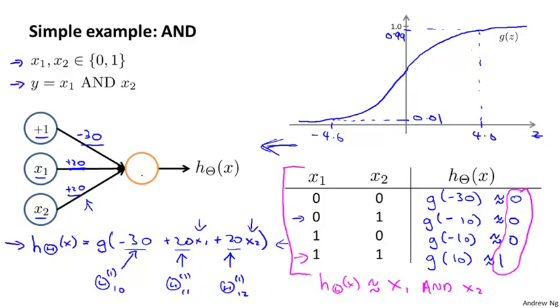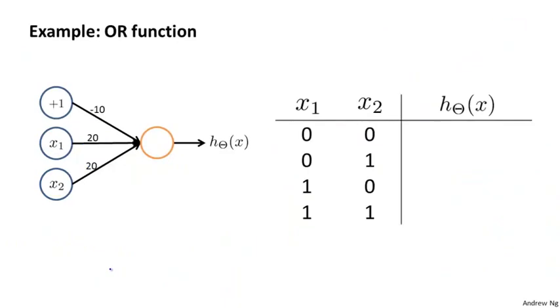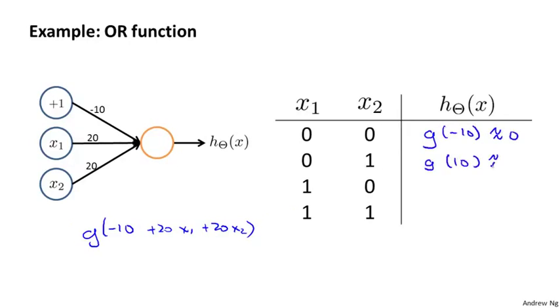So by writing out our little truth table like this, we managed to figure out what logical function our little neural network computes. This network shown here computes the OR function. Just to show you how I worked that out, if you write out the hypothesis, you find that it's computing g of minus 10 plus 20x1 plus 20x2, and so if you fill in these values, you find that that's g of minus 10, which is approximately 0, g of 10, which is approximately 1, and so on. And these are approximately 1, and approximately 1, and these numbers are essentially the logical OR function.